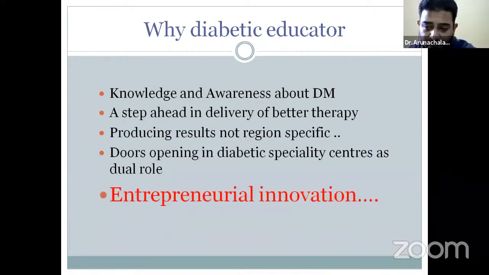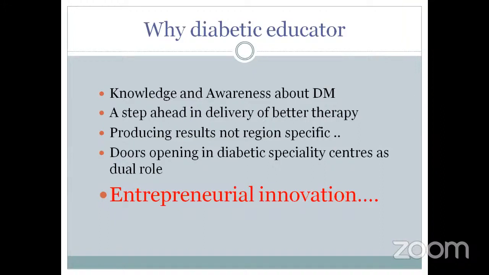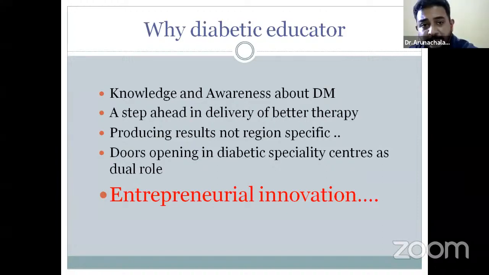And last but not least, you can be an entrepreneur. You can be a better entrepreneur than many people. Of course, money is essential for everybody, and this is one way of earning a much better income compared to adopting some pseudosciences and taking up shortcut ways. You can own a diabetic clinic, and you can employ many professionals in this.